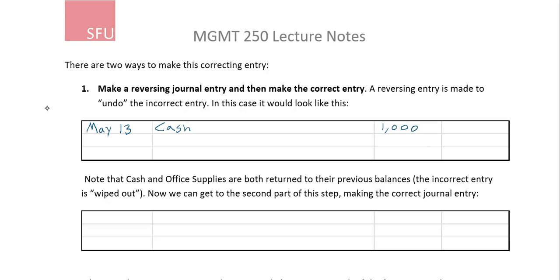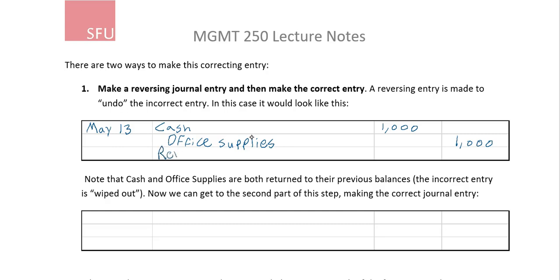And we had a debit to office supplies. So what we do here is we credit that same account to bring it back to what it was prior to our incorrect journal entry.